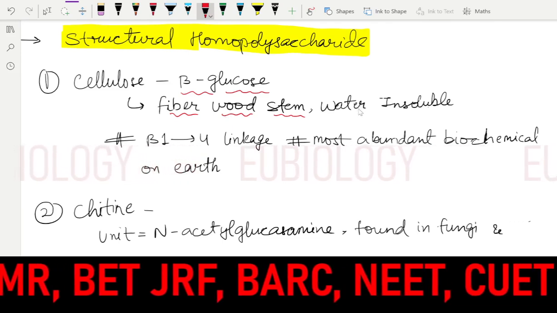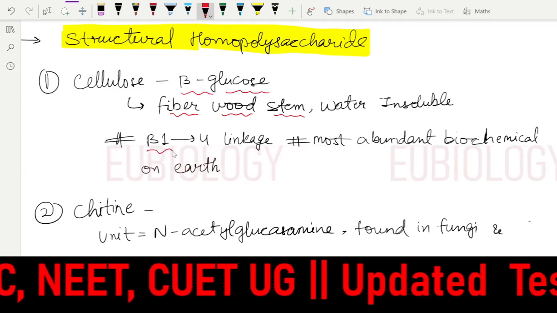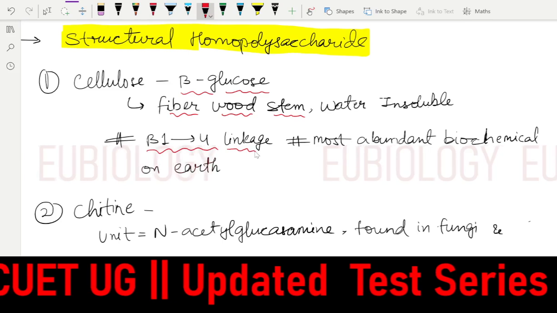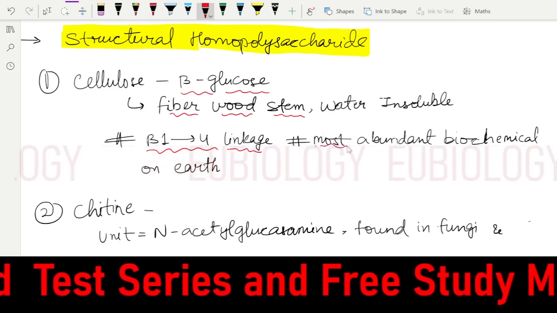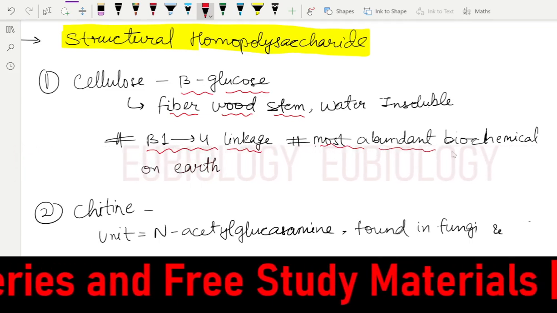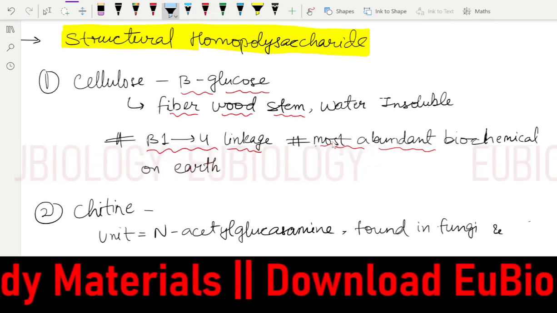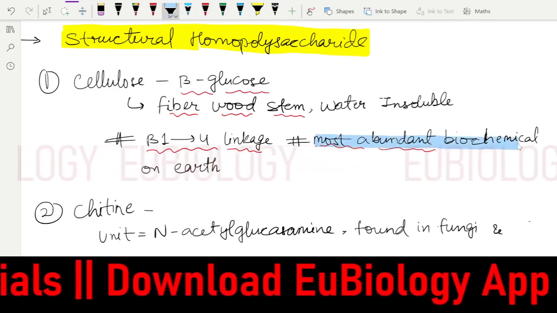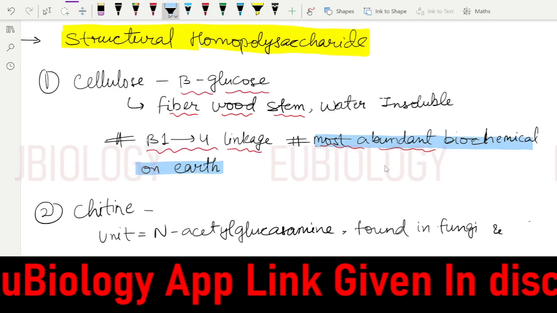Now it is insoluble in water, and it has a linear beta 1,4 linkage. It is a linear beta 1,4 linkage, and it is the most abundant. This is the important thing. Most abundant biochemical on earth. Okay, most abundant biochemical on earth.